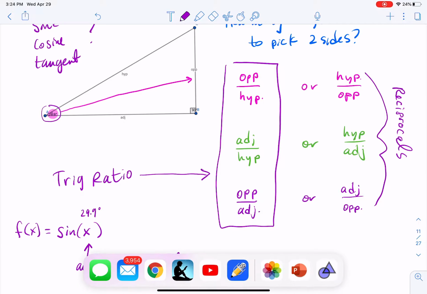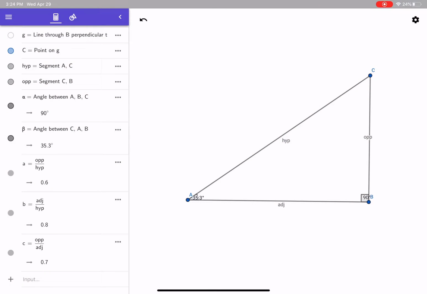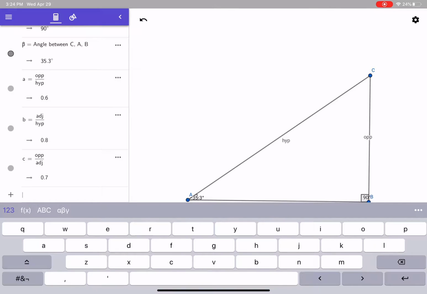Okay, so I'm going to come back over here to GeoGebra, and I'm going to input our angle measure. I'm not going to type the number. I want it to be dynamic. In other words, it changes depending on what that angle actually measures. So I'm going to use the variable that's right up there, which is the beta.